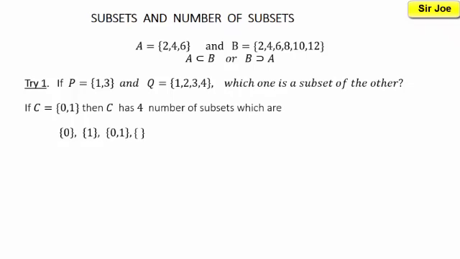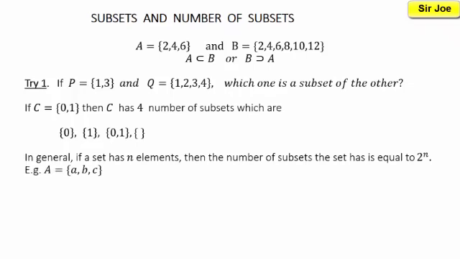I told you subset means the set {0} is in set C, the set {1} is in set C, the set {0, 1} is in set C, which is also {0, 1}, and there is the empty set in that set C also. So in general, we say if a set has n elements, then the number of subsets the set has is equal to 2 exponent n.